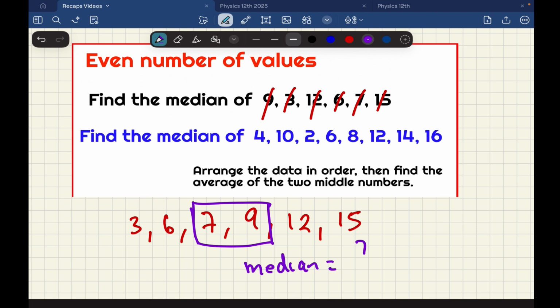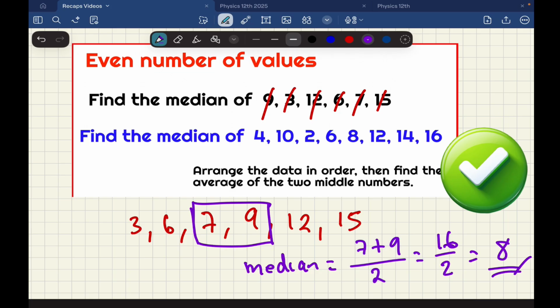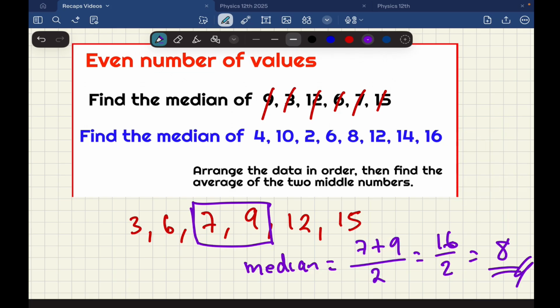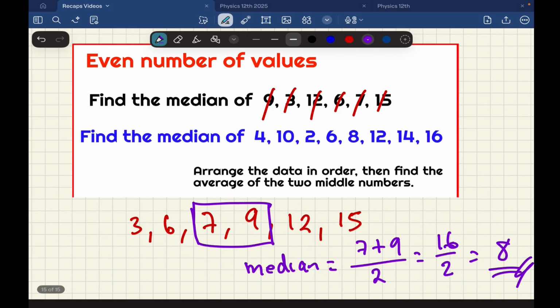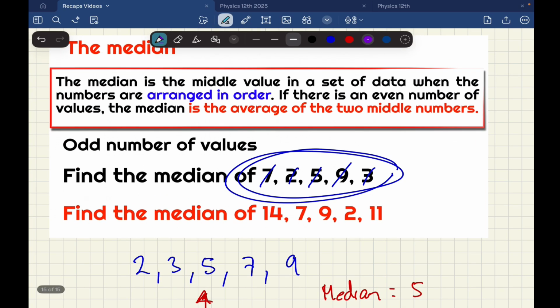What is the average? The sum, 7 plus 9, divided by 2, the number of values. So this is 16 divided by 2, so it's 8. Okay, so the median has to be 8, and that's it. So remember, we have even numbers or odd numbers.